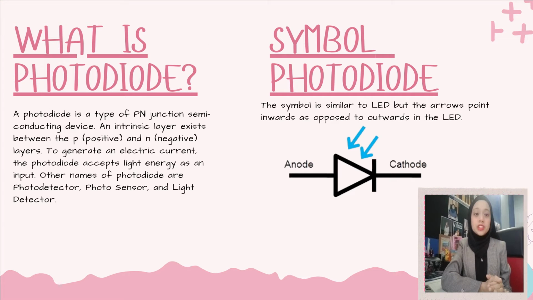Photodiode is a type of PN junction semiconducting device. An intrinsic layer exists between the positive and negative layer. To generate an electric current, the photodiode accepts light energy as an input. Other names of photodiode are photodetector, photosensor, and light detector.